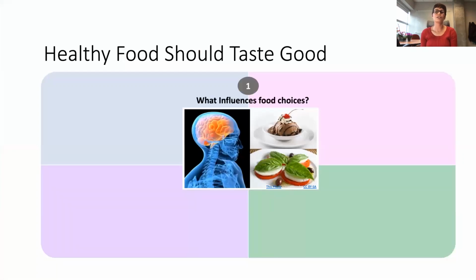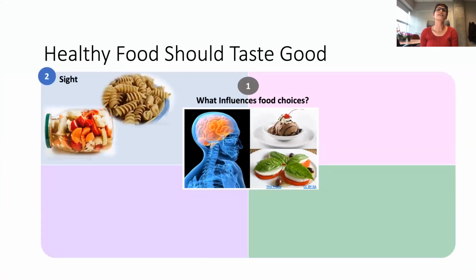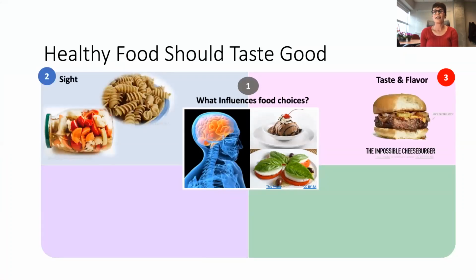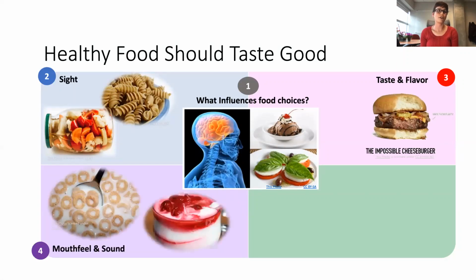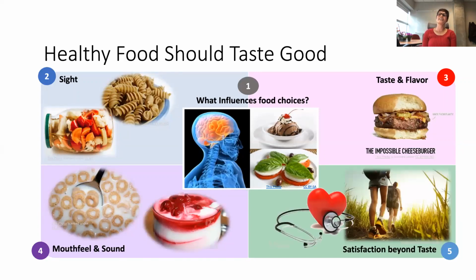So what are the things that influence our choices on what we eat? Sight is one. Another one is taste and flavor. It needs to have the right texture, the right smell, and taste good first overall. Mouthfeel and sound, texture, is very, very important. We all know that if a chip is not crunchy, it's not a chip. And then satisfaction beyond taste: if I eat this, I know it's going to help my system, so I want to consume it.